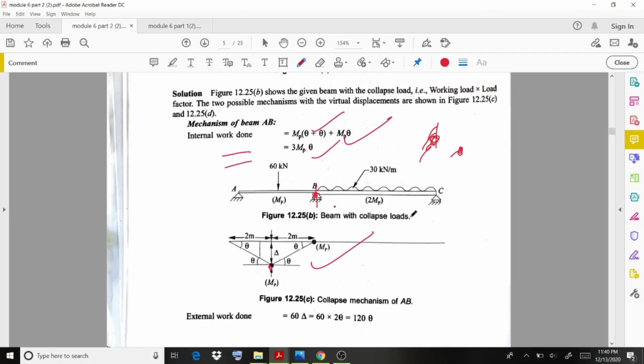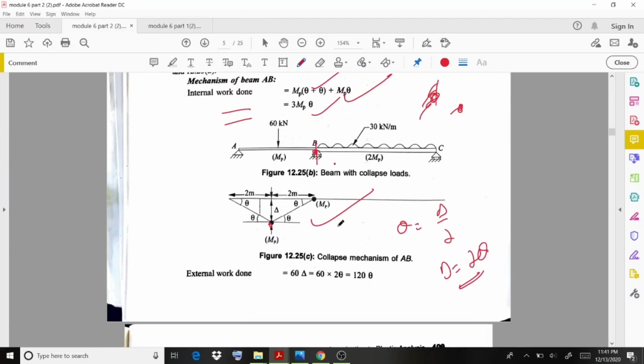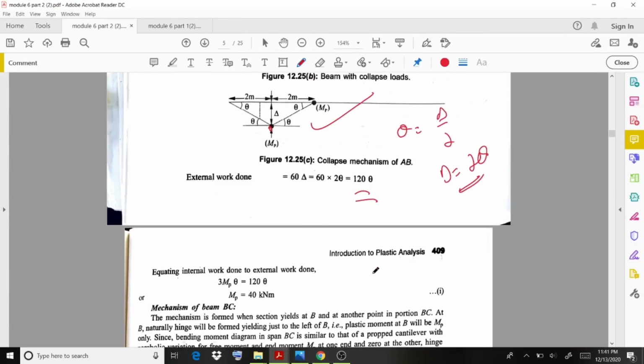That is regarding the internal work done. The external work done is going to be 60 multiplied by delta. If you take this triangle, you can clearly observe that theta equals delta by 2, and delta equals 2 theta. If you substitute that value for delta, you will get 120 theta as the external work done. If you equate the internal work done and external work done, you will get MP equal to 40 kilonewton meter. So that's the case of the AB portion.